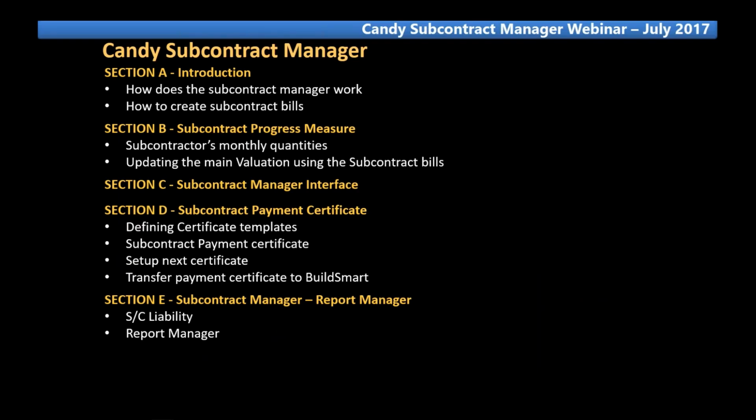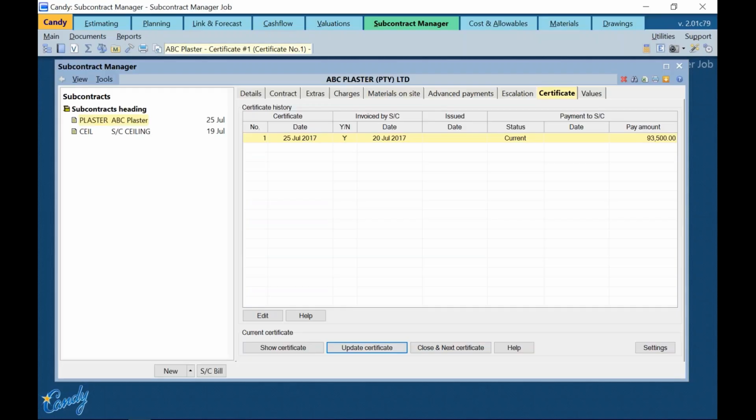Section E is the Subcontract Manager reports, where we look at the subcontractor liability and the report manager. A summary of all the subcontractors can be viewed in the subcontractor liability document, and the liability document displays all the subcontractors' bills value. Now, if I click on the sigma sign on the toolbar, it'll open the summary.